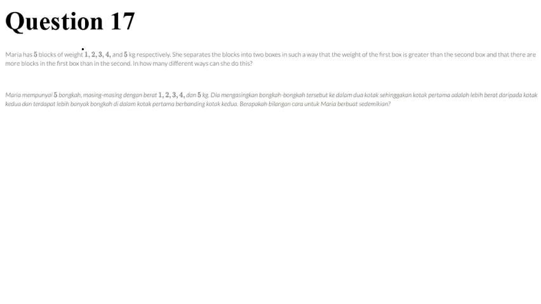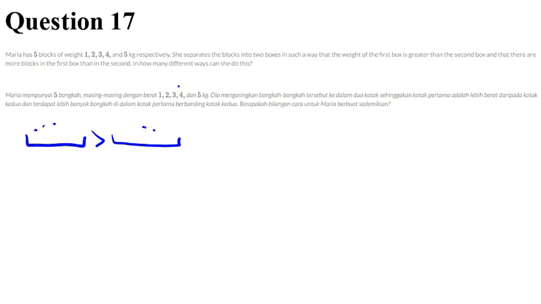Question number 17. Maria has 5 blocks of weight 1, 2, 3, 4, and 5 kilograms respectively. She separates the blocks into 2 boxes in such a way that the weight of the first box is greater than the second box, and there are more blocks in the first box than the second box.